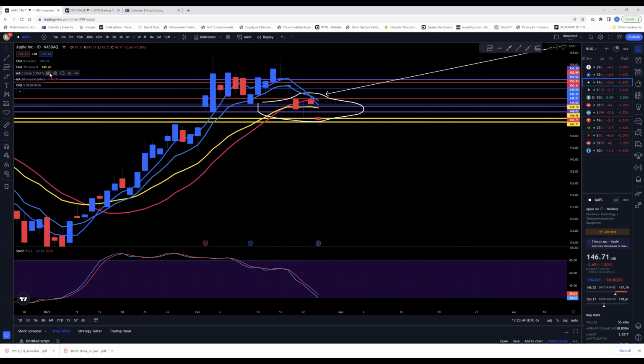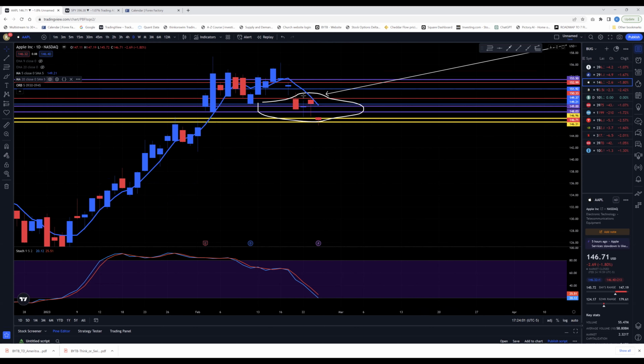Now, interesting thing here also is that the 9 has not crossed the 20 yet. So technically, this market is still uptrending, even if you look at the MAs. Now, the 5 has just crossed the 20, so this lets me know, again, that's an indication that the market is trending down.